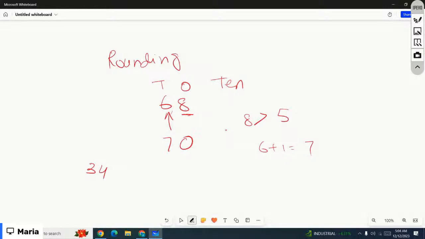34 is rounded off to 30, right? Why? Because 3 is at the tens position, and on the right-hand side of 3 you have 4, and 4 is less than 5. If this number is less than 5, you round down to the same ten and replace the other digit with 0. So it would be rounded off to 30. Now let's start with the lesson on rounding.